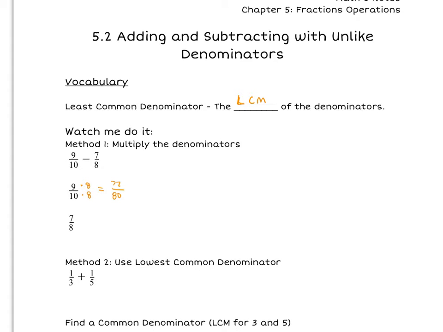And for the 7/8, we would multiply by the opposite denominator, which is the 10. So we end up with 70 on the top and 80 on the bottom. So now we have 72 over 80 minus 70 over 80, and we get 2 over 80. Now, unfortunately, that doesn't give us our simplified fraction, so we know that 2 fits into each, so we divide by 2. We get 1/40 as our final answer.